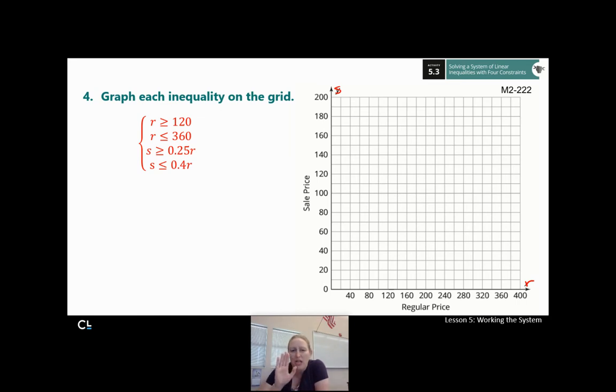Don't worry about shading just yet. Go ahead and start by graphing the boundary lines. If you're brave enough to try and shade, go for it, but there's going to be a lot of shading, so it gets shady. Go ahead and hit pause to graph your inequalities, and then hit play when you're ready to check your work.